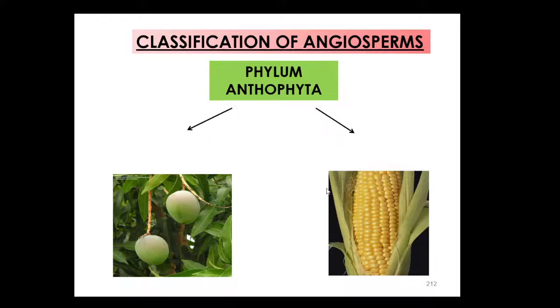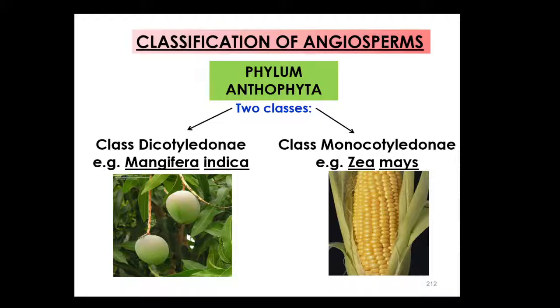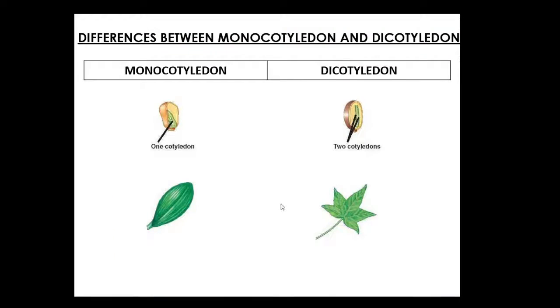And we can classify angiosperms into two classes, which is class dicotyledonae. Example is this Mangifera indica. I think that's mango. Mango. And another class is class monocotyledonae, which is represented in this example by corn. So the differences between monocots and dicots is something that you've learned about in school before, but in this lesson we'll just go over it again because why not?